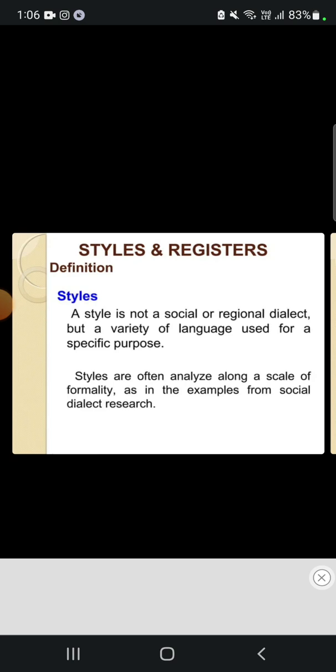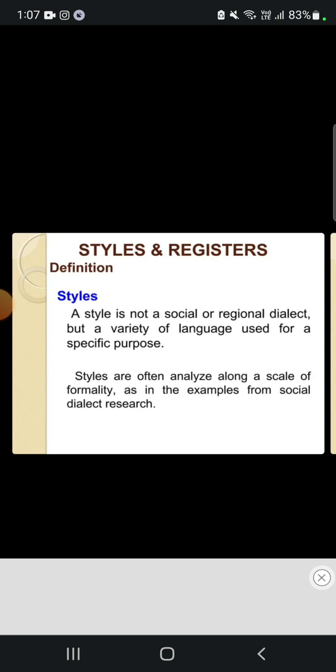So what is style? A style is not a social regional dialect, unlike registers. As we know of registers, these are the social regional, or we can say the language variation according to one's profession, one's expertise, like jargon, is called register. But style is not a social regional dialect, but a variety of language which is used for a specific purpose.